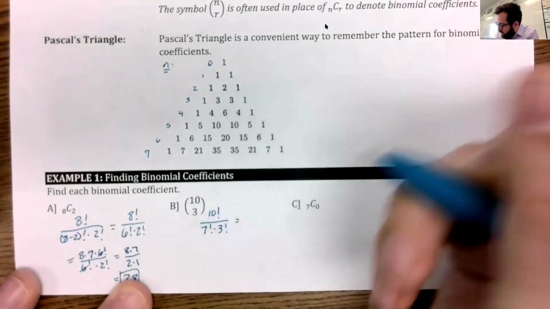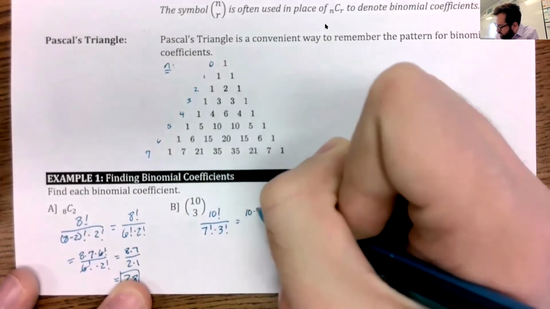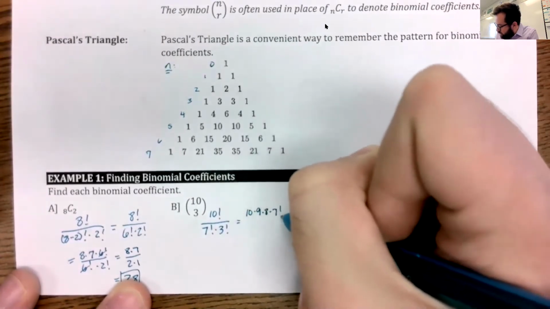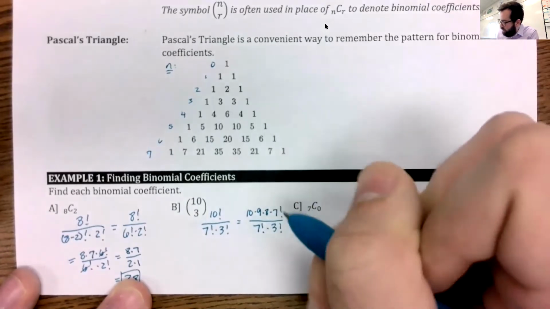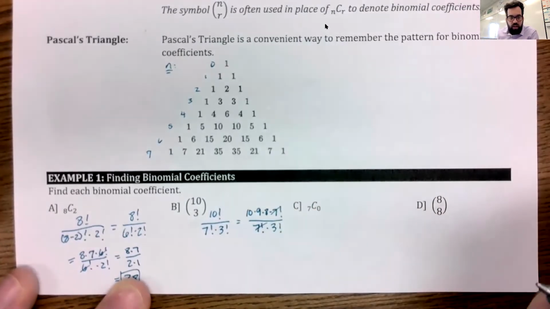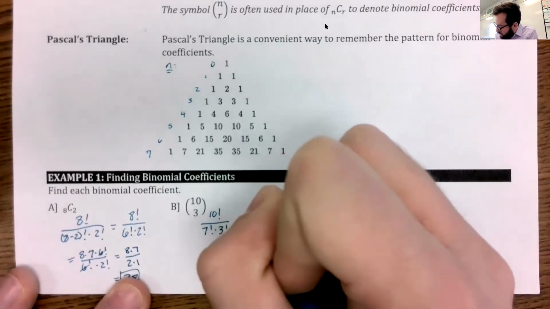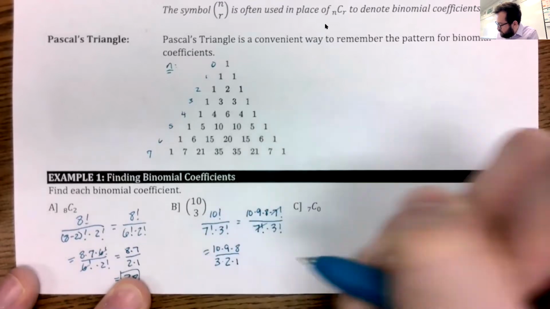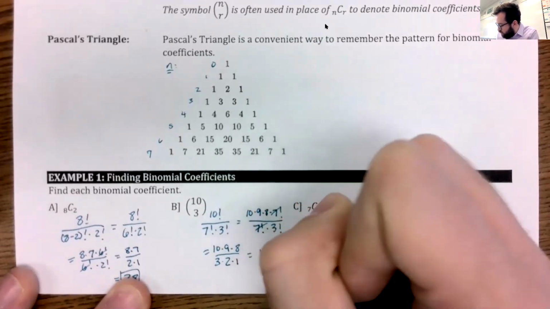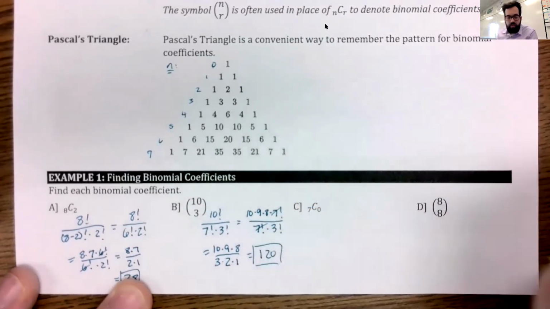So let's try the same strategy. I'm going to do 10 times 9 times 8 times 7 factorial over 7 factorial times 3 factorial. That way the 7 factorials cancel. And so we're going to end up with 10 times 9 times 8 over 3 times 2 times 1, which is going to equal 120 once we multiply it out.